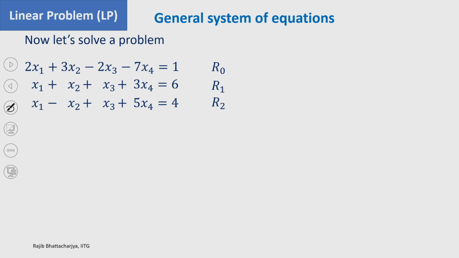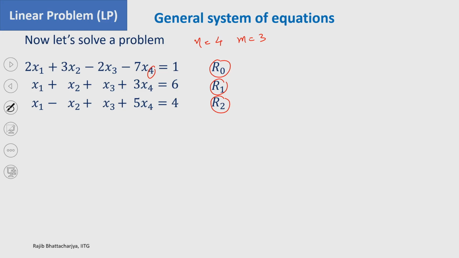Now, let us solve a problem. In this case we have a total of 4 variables, that is n equal to 4, and we have 3 equations, so m equal to 3. I would like to solve this particular problem. I am calling this row 0, this row 1 and this row 2. Now, how to solve this particular problem?